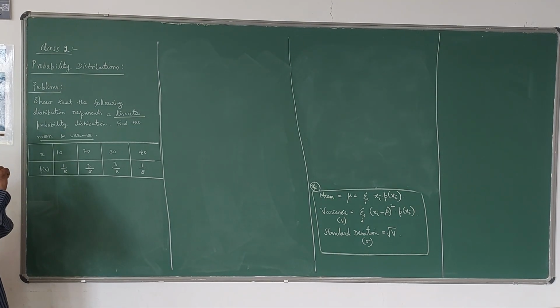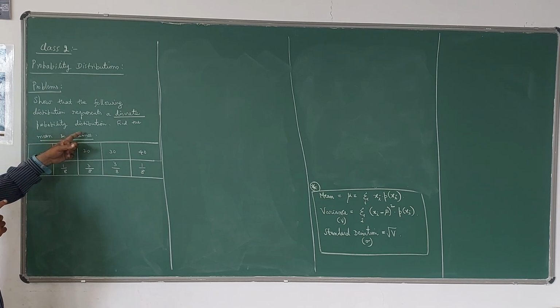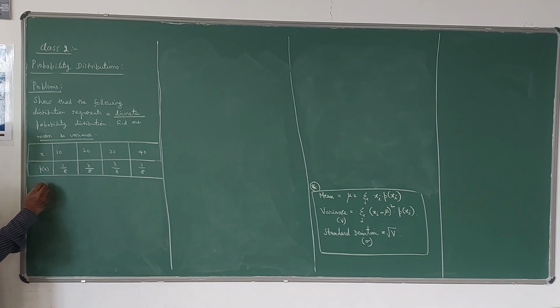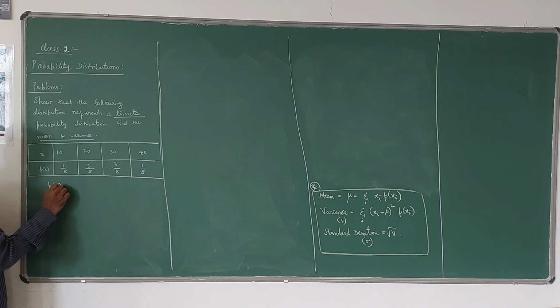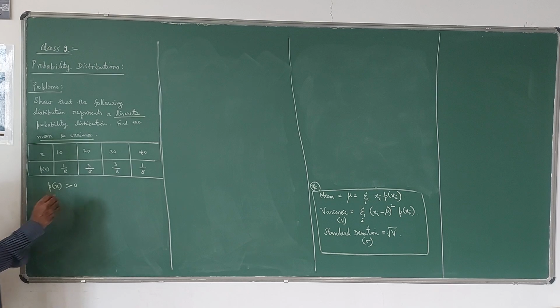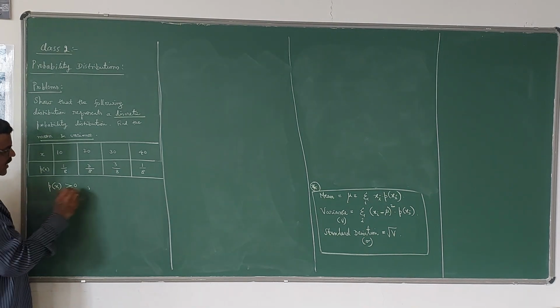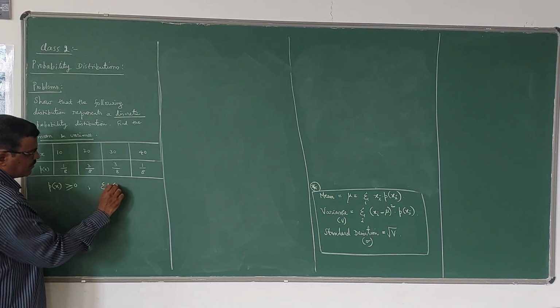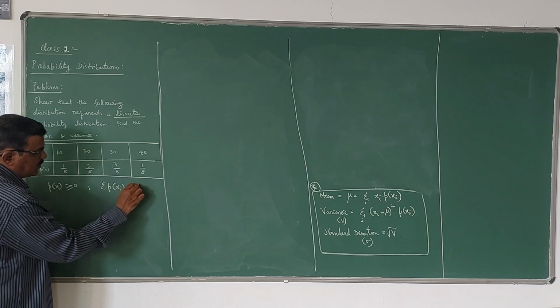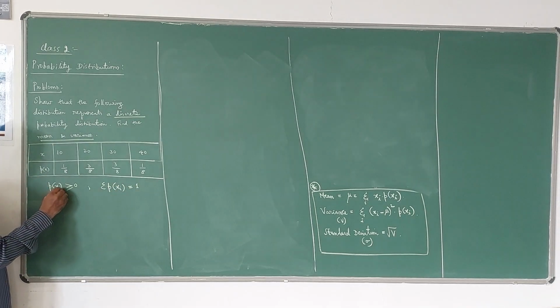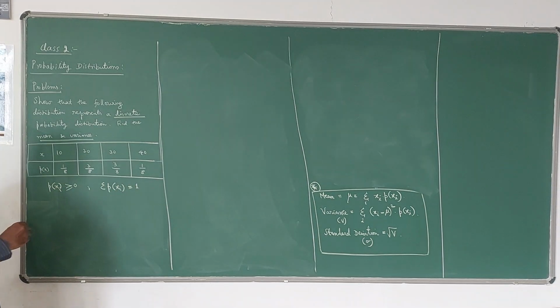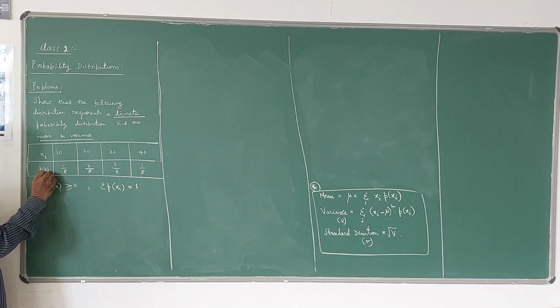To have a discrete probability distribution, there are two conditions to be satisfied. The first condition is p of xi should be greater than or equal to 0. The second condition is sum of p of xi should be equal to 1. I have explained this. So these are xi values, and these are p of xi values.